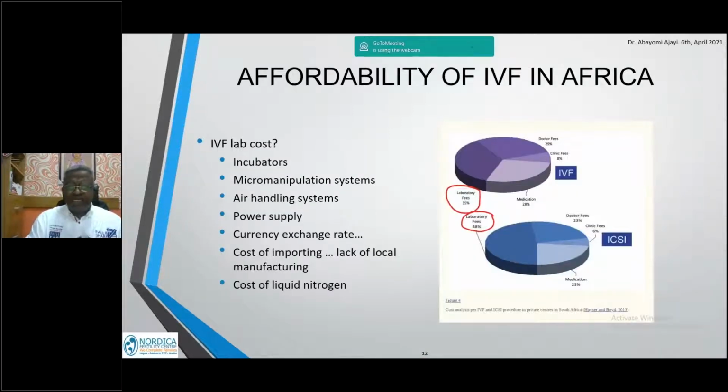So when we look at this work that was done in South Africa, trying to see how the costs in an IVF center are distributed, we can see clearly that the laboratory takes a huge chunk of whatever is charged, especially now with ICSI. And we know that all over the world the male factor appears to be really disappearing so fast.